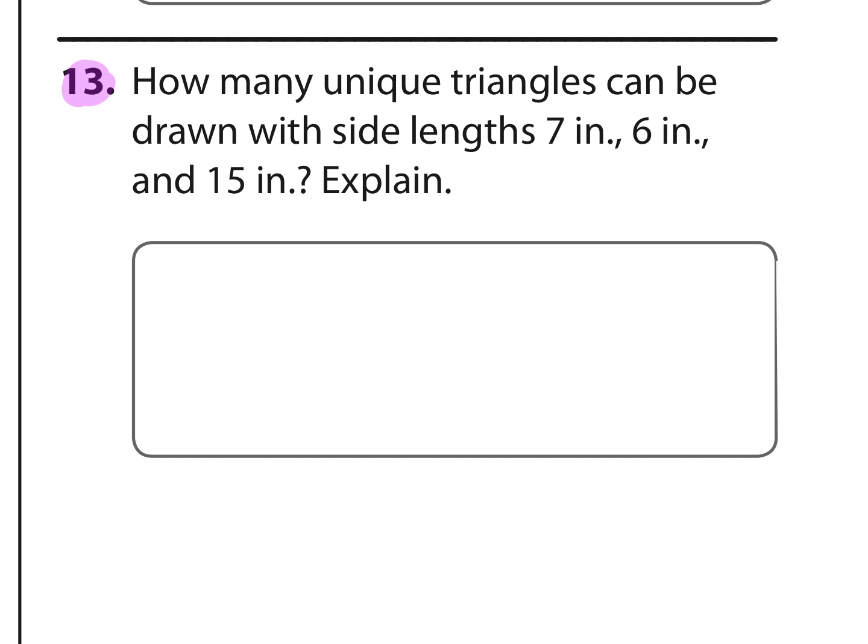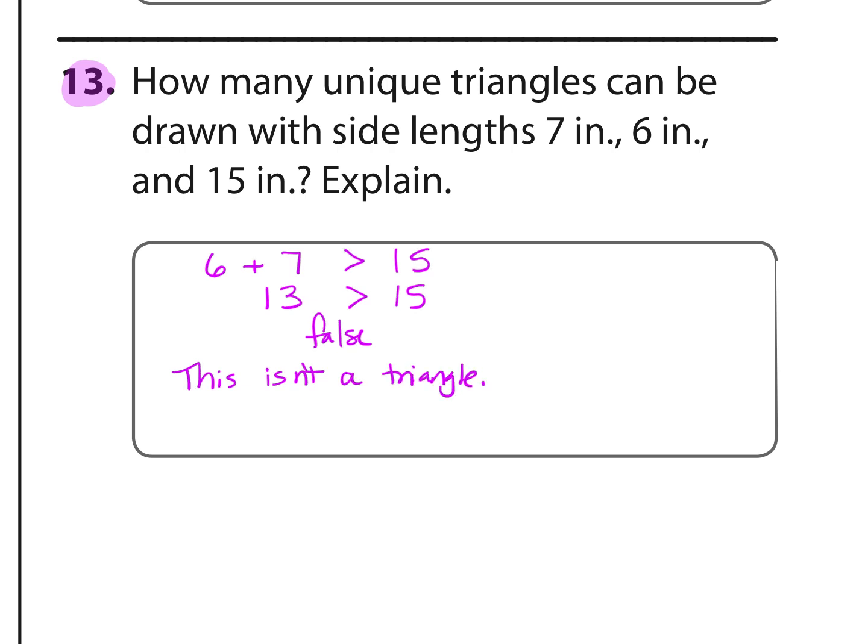Number 13, how many unique triangles can be drawn with side lengths 7, 6, and 15? Well, let's just determine if it's a triangle first. So let's take the two shorter sides, 7, and add 6 and 7 together, and see if it's greater than 15. We get 13 is greater than 15. That's false. So this isn't a triangle. So 0.